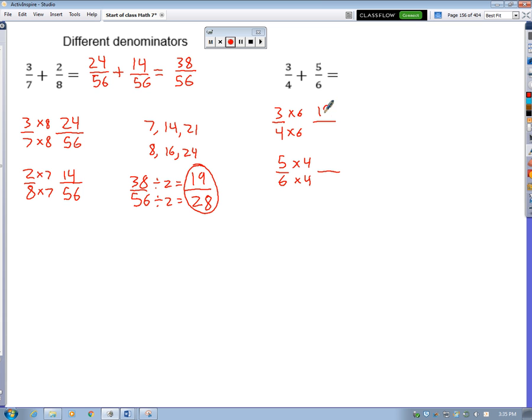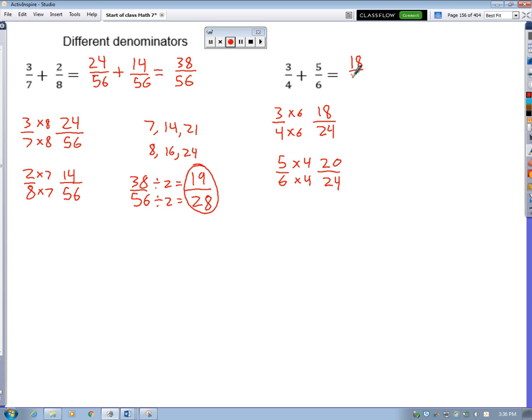3 times 6, 18. 4 times 6, 24. 5 times 4, 20. 6 times 4, 24. Okay, I have my brand new fractions. They both have 24 on the bottom. Those are the ones I'm going to add.